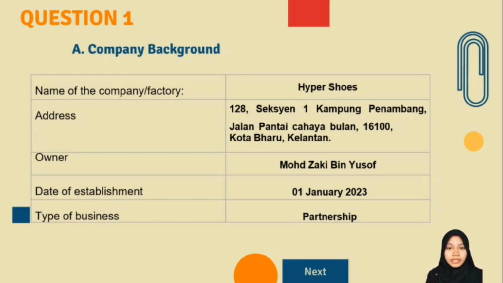First is company background. The name of the company is Hypershoe. The address is 128 Section 1, Kampung Penambang, Jalan Pantai Cahaya Bulan, 16100, Kota Bharu, Kelantan. The owner is Muhammad Zaki bin Yusuf. The date of establishment is 1 January 2023, and lastly, the type of business is partnership.